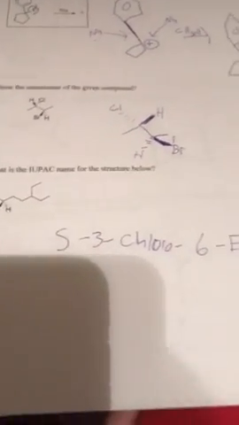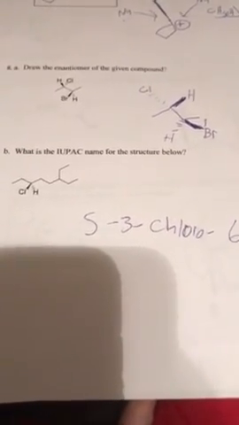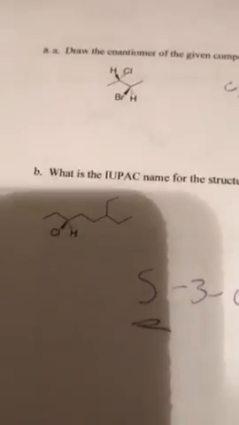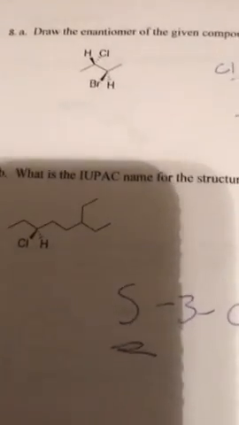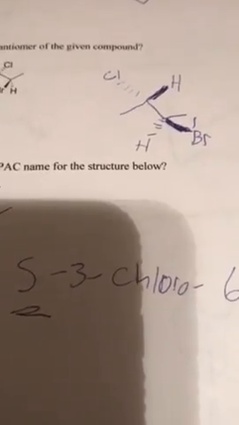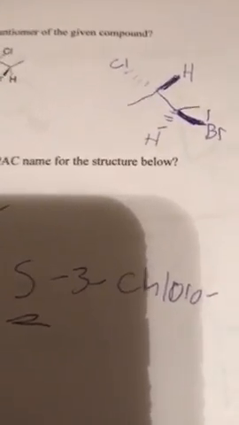All right, B. What is the IUPAC name for the structure below? So with that, I'll distinguish that is an S. So first we have S. Actually, first, I'll go with the chloro. That's the easiest thing to explain there. So with the chloro, it comes off the carbon 3, and we're counting from left to right and using the C before E rule. So that's how we come up with the 3-chloro there.